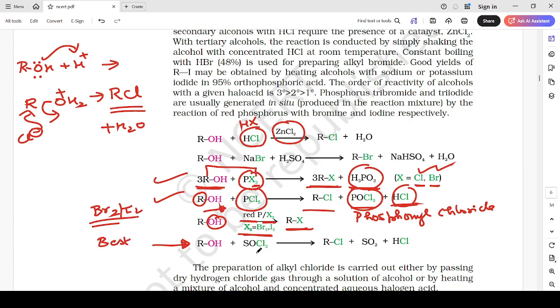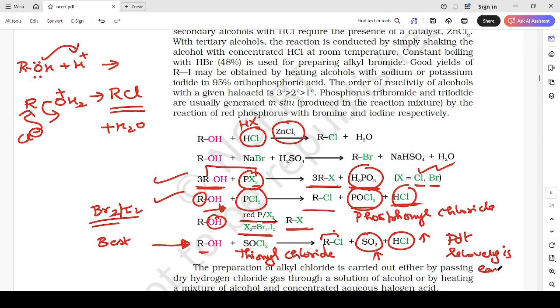It's because the compound that you're using here is called thionyl chloride. Here you can see ROH is getting converted to RCl plus SO2 plus HCl. Both of them are gases here. Since they are gases, they themselves will leave the container. So it's very easy for me to recover my product. Product recovery is easy for me. So this method is the best chosen method.